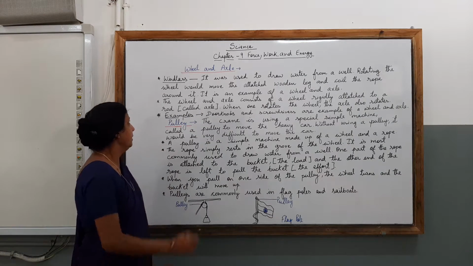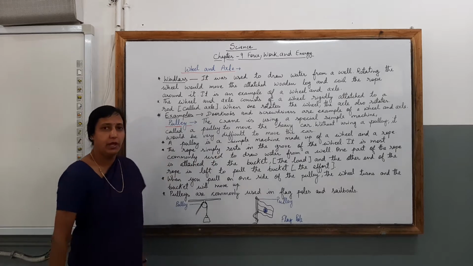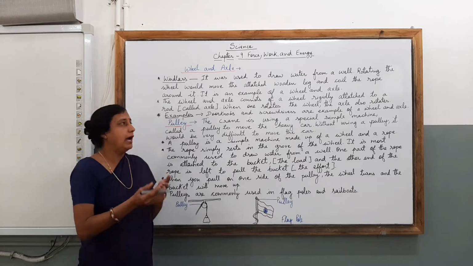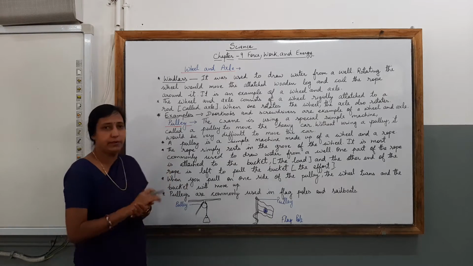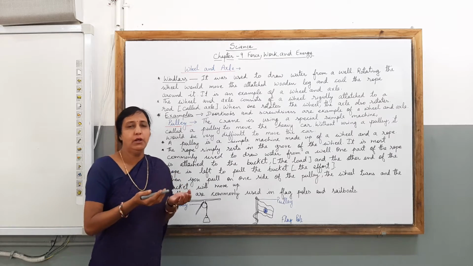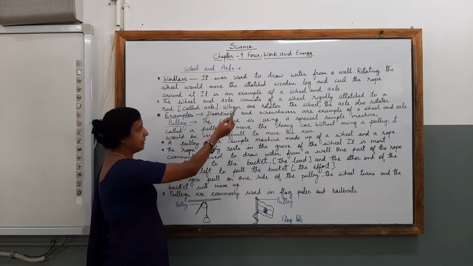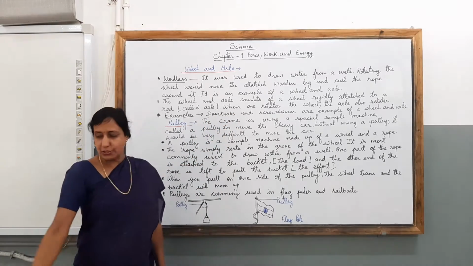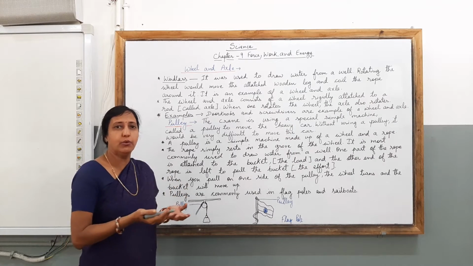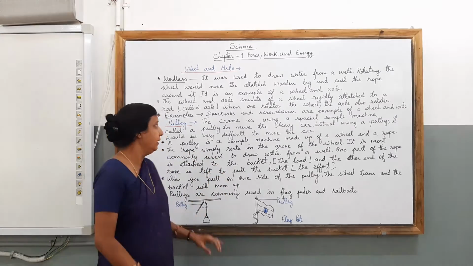Now let me try to explain what a wheel and axle is and how it works. Let us see the windlass. Children, it was used to draw water from a well. Rotating the wheel would move the attached wooden log and coil the rope around it. As you can see in the picture, with the help of this, it was able to lift the bucket of water. It is an example of a wheel and axle. When the wheel is rotating, the water is coming up with the help of an axle, that you can say a rod.